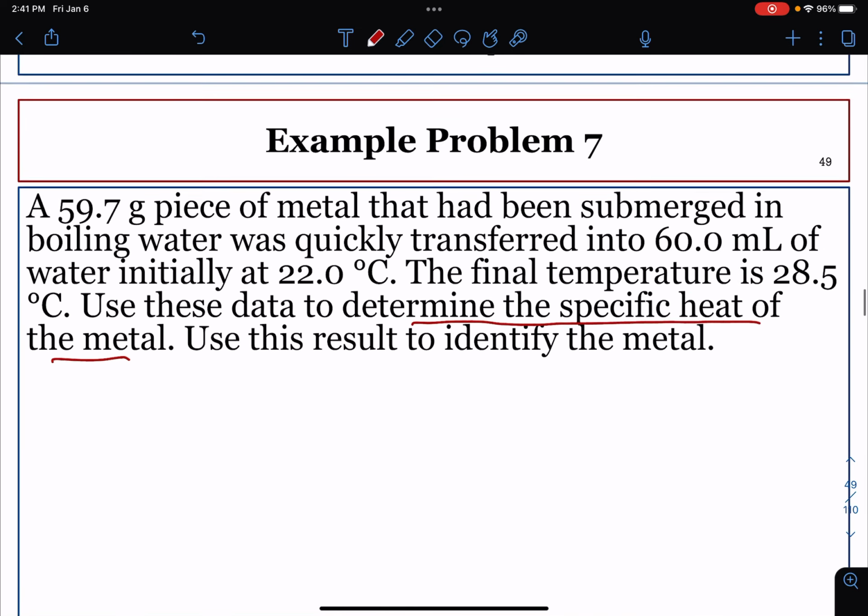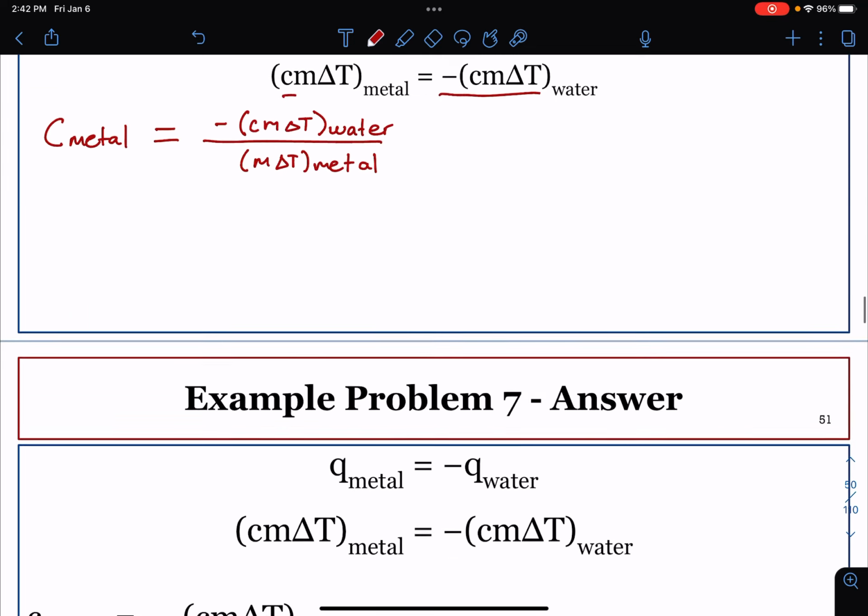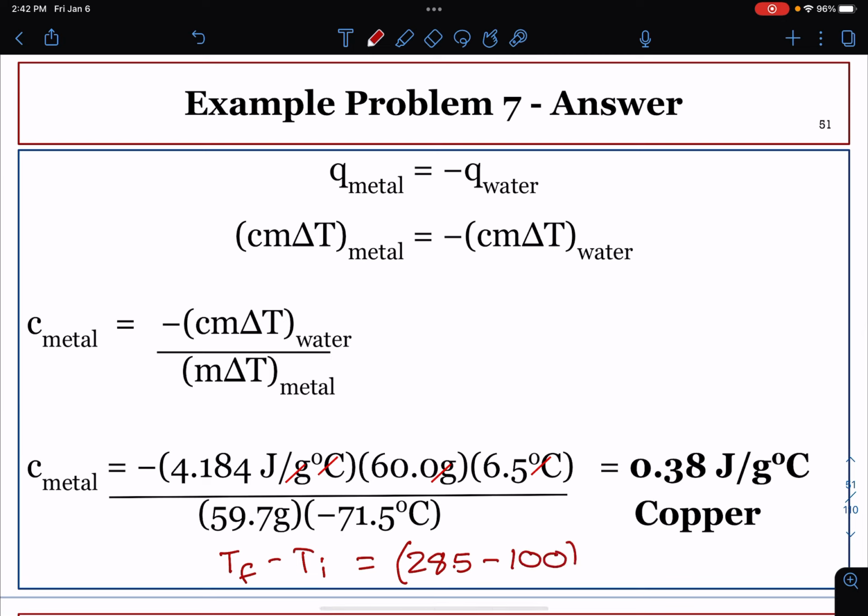The initial temperature of the metal is the extra confusing part. If you look at the problem, it says to look at where the metal was right before it was quickly transferred into the 60 milliliters of cold water. The metal had been submerged in boiling water. So we can assume that the metal had been in this separate pot of boiling water long enough that it was at the same temperature as the boiling water. Water boils at 100 degrees Celsius, so the initial temperature of the metal was also 100 degrees Celsius. That is where this negative 71.5 comes from: it's 28.5 minus 100. When you solve this, we should come out to 0.38 for our specific heat, which, if you look it up on a list, would be copper.